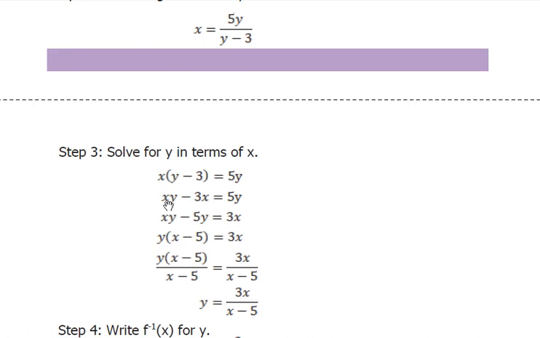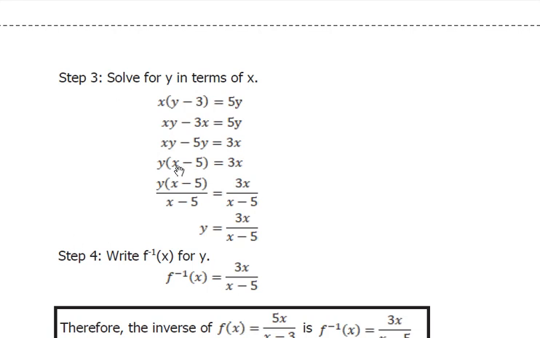Then distributing x on this factor, we have xy minus 3x equals 5y. Collecting the terms with y, we have xy minus 5y, then isolate the x on the right-hand side, that's equal to 3x. Then factoring out y, we are solving for y in terms of x, or isolating y. Then y times the quantity x minus 5 equals 3x.